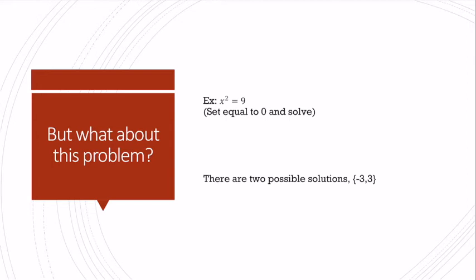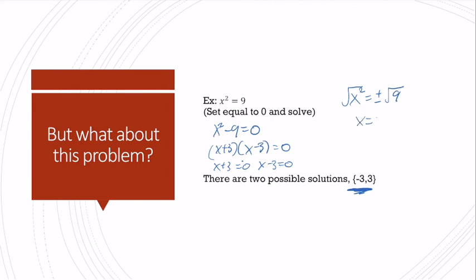So if I have x squared equals 9, and I want to set this equal to 0 and solve, I'm going to see there's two possible solutions. So I have x squared minus 9 equals 0. That gives me x plus 3 times x minus 3 equals 0. And you'd see I'm going to set each of these equal to 0. And you'll see I'll get the solutions x equals negative 3 and positive 3. But I could have done this a little more quickly by taking the square root of both sides. So I'd have x equals plus or minus 3.